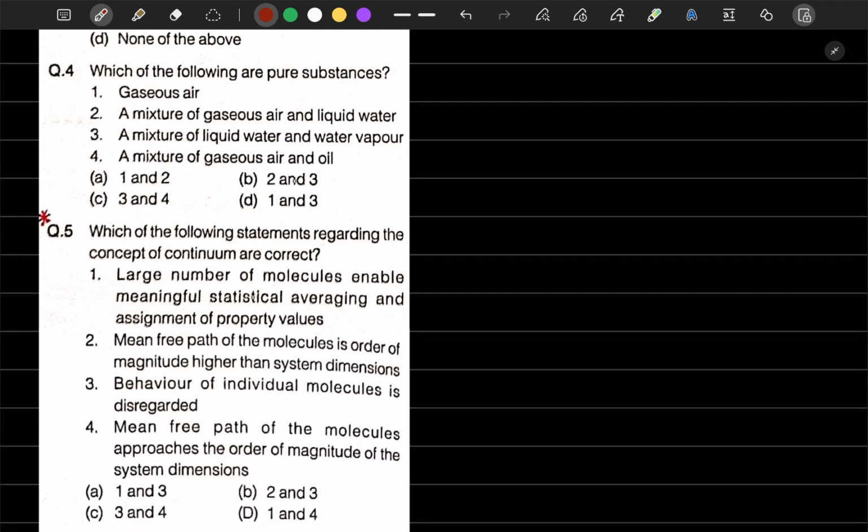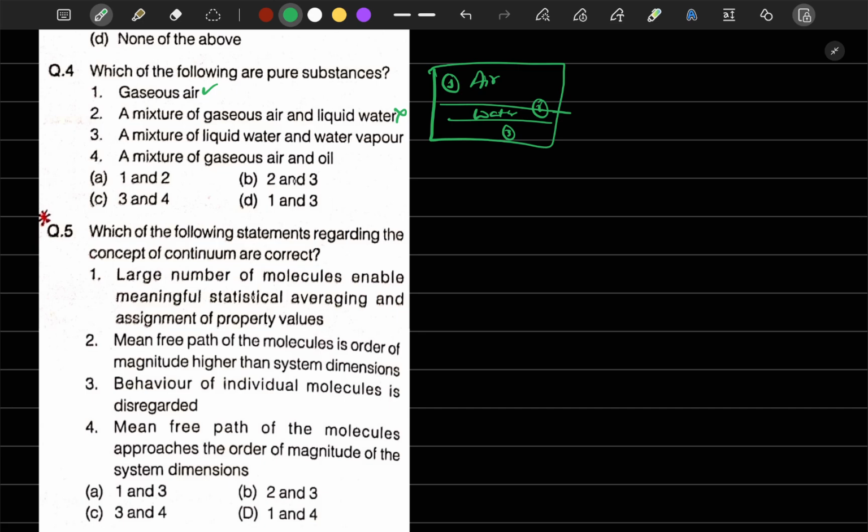Next is: which of the following are pure substances? We discussed the pure substance. Let's first see gases here. Air is a pure substance, as we have already considered in the examples. One of the examples, the mixture of gaseous air and liquid water, is not a pure substance, because if we consider three different samples, the chemical composition is not homogeneous throughout.